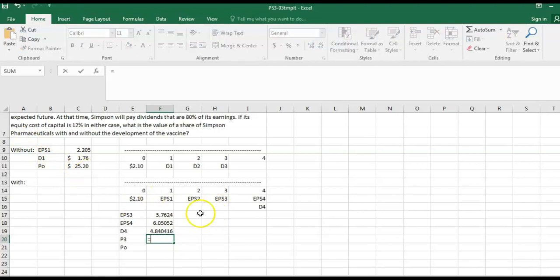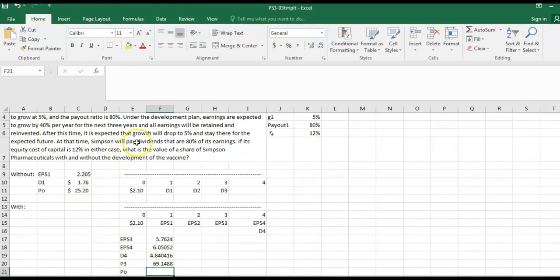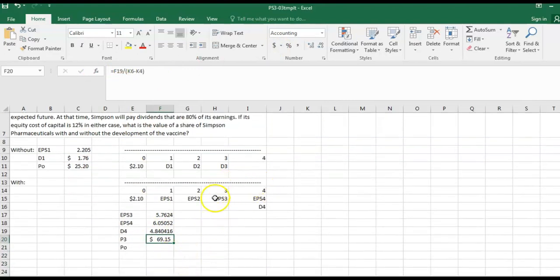P3 then is going to take D4 and divide it by the difference between our equity cost of capital and that new growth rate. So P3 then is our $69.15. That occurs right here. Let's note that that is not then in present value. We need to discount that back to today.